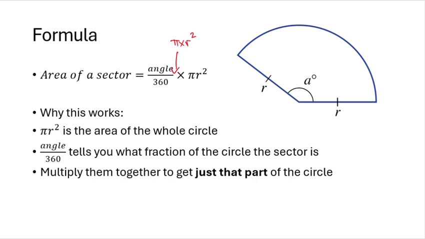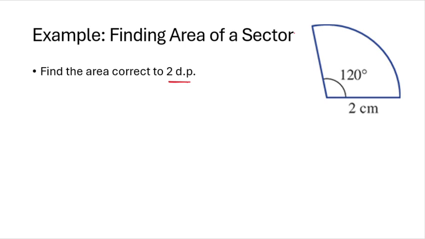This is the formula here. So you have area of sector equals angle over 360 times pi r squared. Now remember, pi r squared is just pi times r squared. And what we're talking about, the inside angle here, is this highlighted in red, okay? That's all you need. So let's just go through the examples.